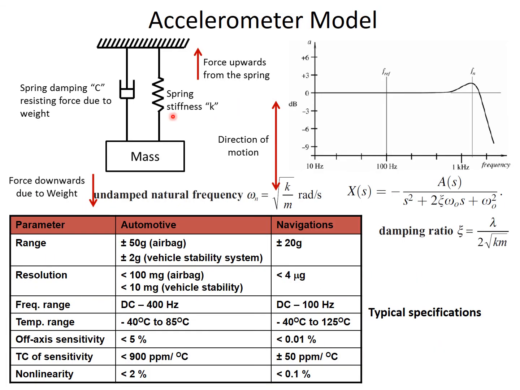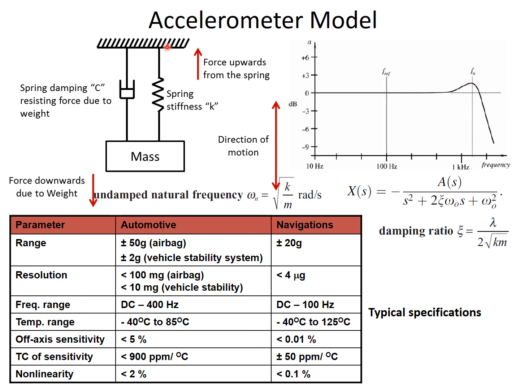So here again we have shown our accelerometer model, a mass spring damper system. When the force is applied, the mass, spring and damper will all be moving. Spring damping, resisting force due to weight, force downwards due to weight, spring stiffness, force upwards from the spring, direction of motion are indicated here. And this is one typical frequency response example, right? Here we can see the resonant frequency is somewhere here, and from here to here it is almost a flat range. So the working range of the accelerometer can typically be in this region, fine? Now if you want to operate it at resonant frequency, then you have to choose this one.